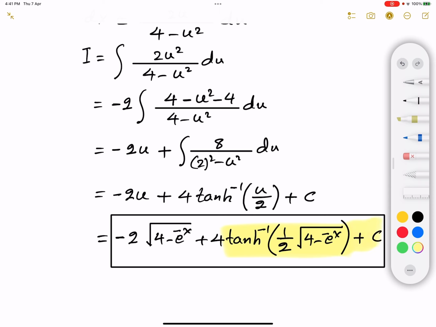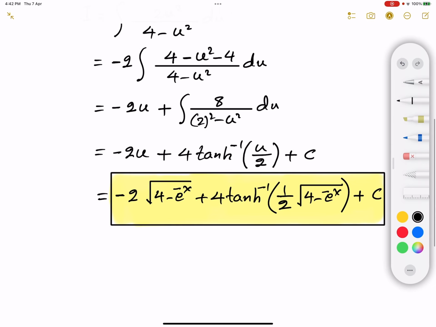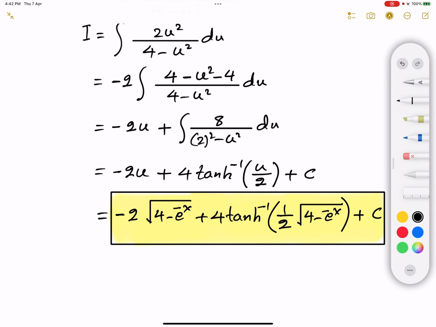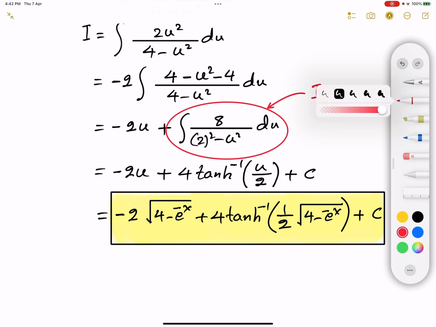But some people are not fine with using the hyperbolic inverse, the tangent hyperbolic inverse. So we're going to redo, or resolve, the second part of the integral using partial fractions, actually. So I will assume that the second integral here, which I will mark in red, I will call I2, and I will find it separately.